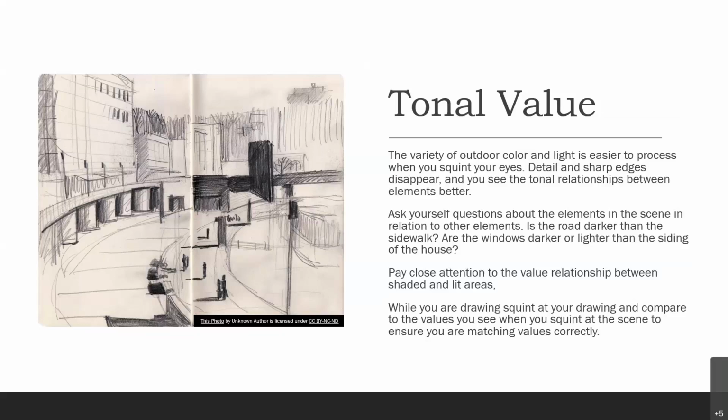While you're drawing, squint at your drawing as well as your scene and compare the values you see when you squint at the scene and when you're drawing the scene. Make sure you're matching those values correctly. Your sketch should have the same tonal value when you squint at it as when you're squinting at the scene. This drawing is really nice. You can see that it's really just a sketch of light and value and tone.